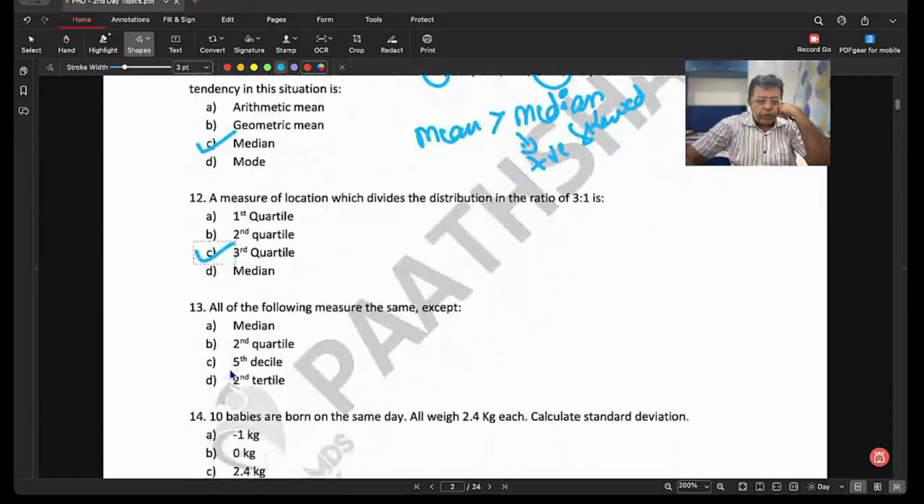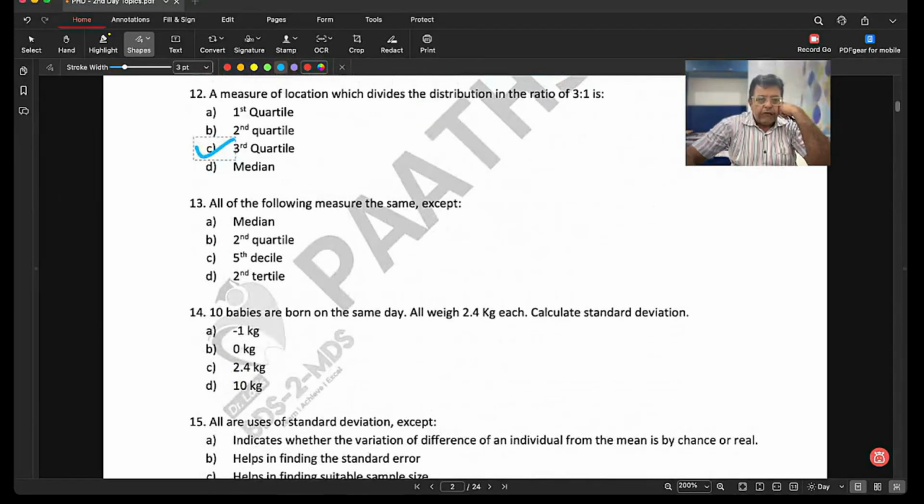Okay, so question number 13 and 14. All of the following measures are same except, okay, and if the 10 babies are born on the same day, all weigh 2.4 kg each. Calculate the standard deviation.